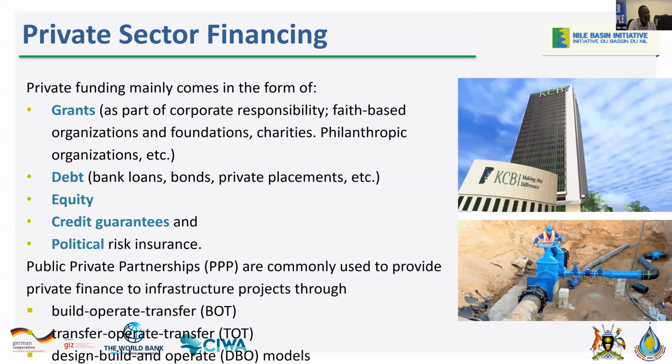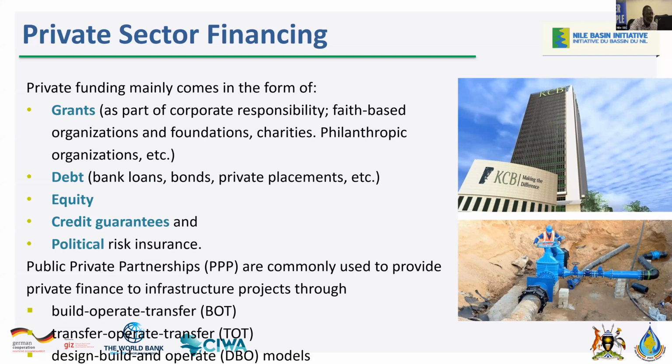The private funds may be in the form of grants that we get from philanthropic organizations. They are not repaid, such as the Bill and Melinda Gates Foundation. They provide grants to the water sector in sanitation. They may be in the form of debts, loans that have to be repaid, equity, raising resources through sale of shares, or credit guarantees, or political insurance.